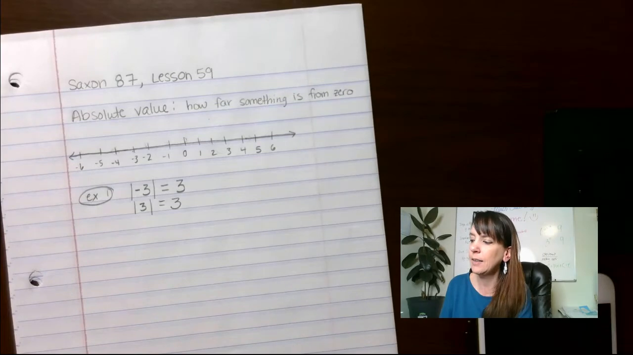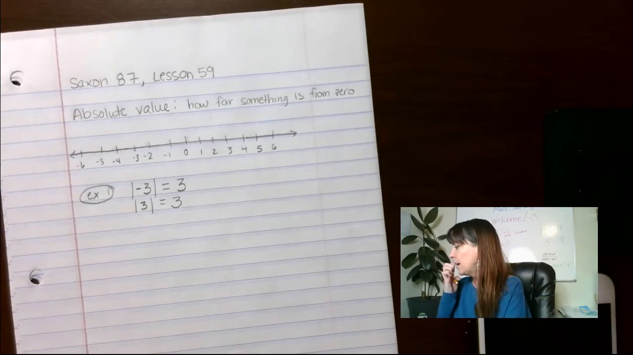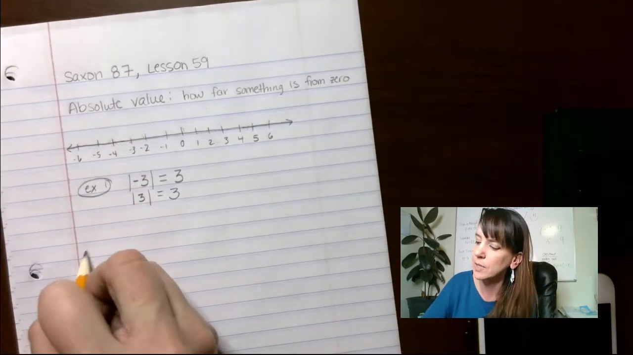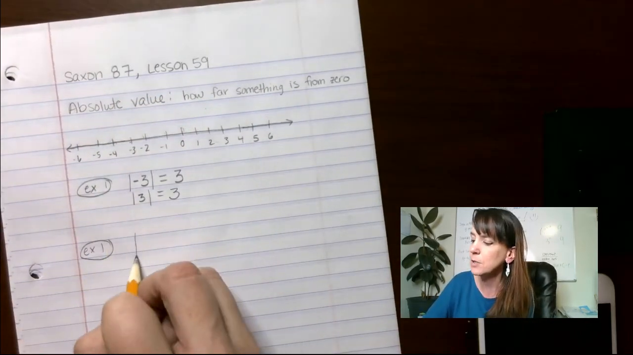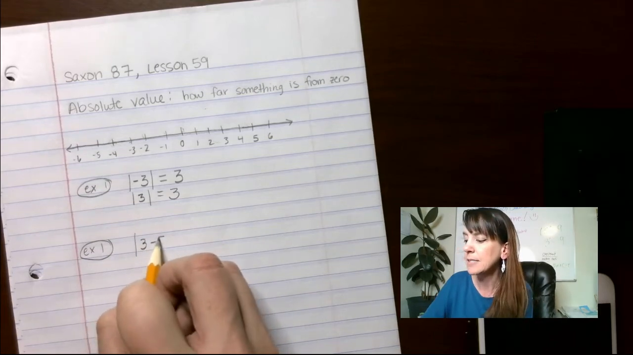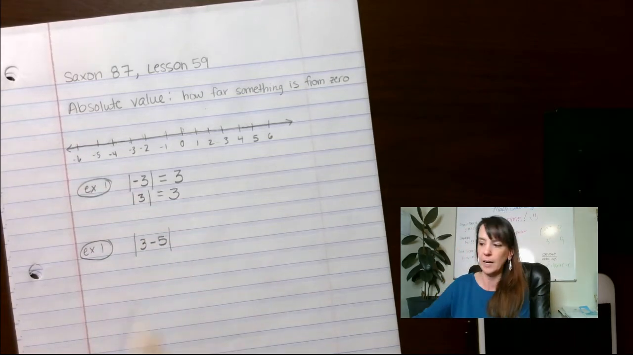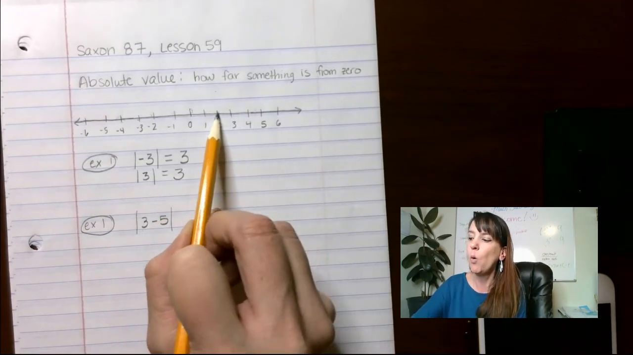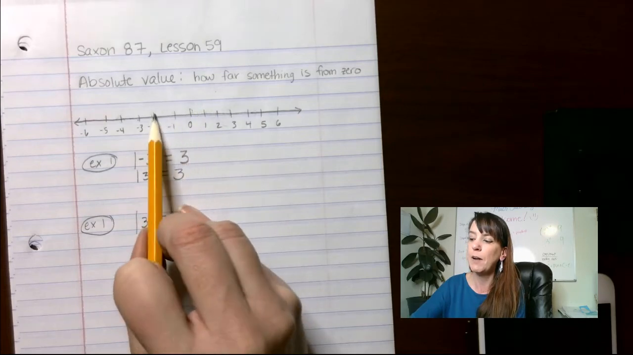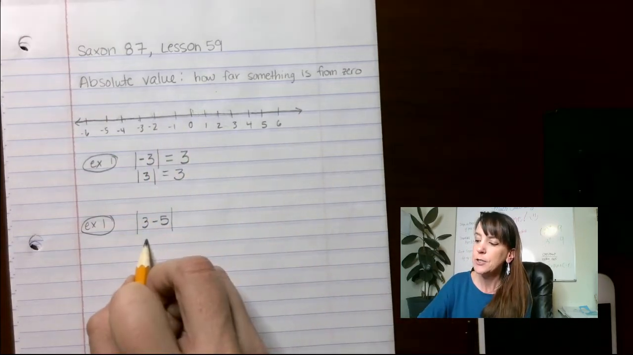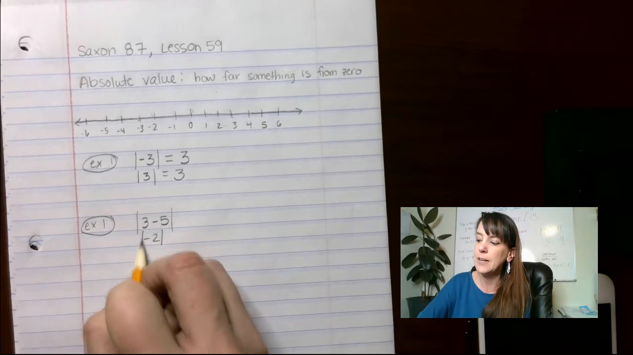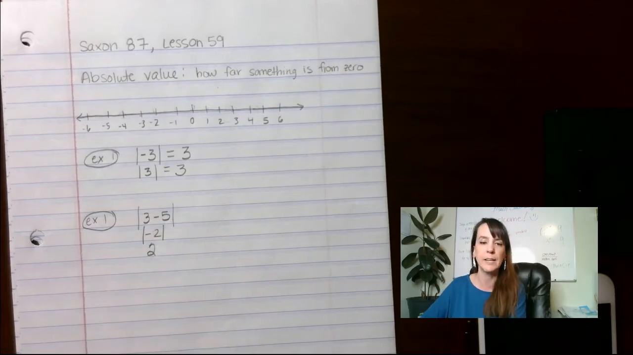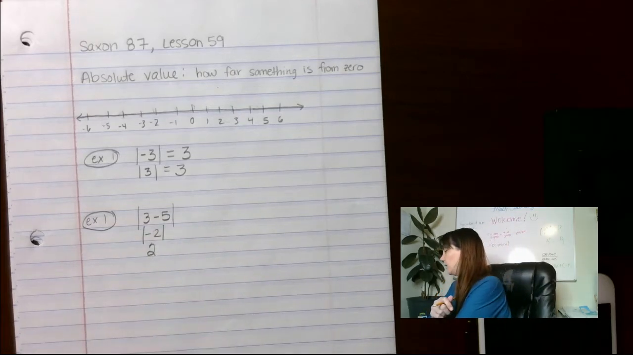Okay, so let's see about this guy. We'll call this one example number 1, the actual one in the book. It says absolute value of 3 minus 5. So if we take a look at the number line here, we start at 3 and we take 5 away. So we start here at 3 and we go 1, 2, 3, 4, 5. Notice that we end up at -2. So this is the absolute value of -2, and the absolute value of -2 is absolutely positive +2.